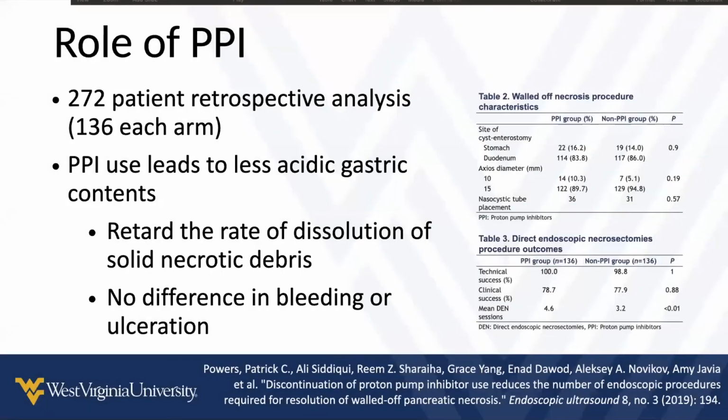One last point to touch base on is the role of proton pump inhibitors. In this multi-center retrospective analysis, what they looked at was the use and absence of PPI in the need for repeat necrosectomies. And what they were able to demonstrate was that the use of PPIs actually retarded the rate of dissolution of solid necrotic debris, such that these patients oftentimes required more necrosectomies as compared to the group that was not on PPIs. And as such, it's also our protocol to hold proton pump inhibitors in these patients to allow the acid to get into these cavities to really help with some of the physiologic debridement that can occur. And interestingly, there was no difference in bleeding or ulceration in this study.